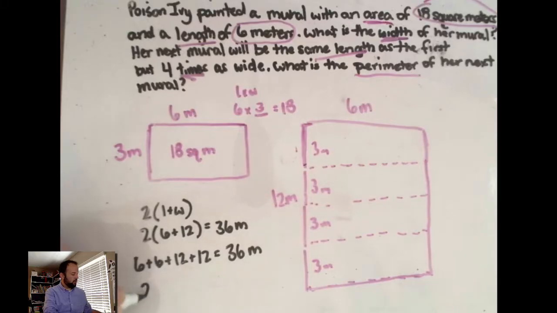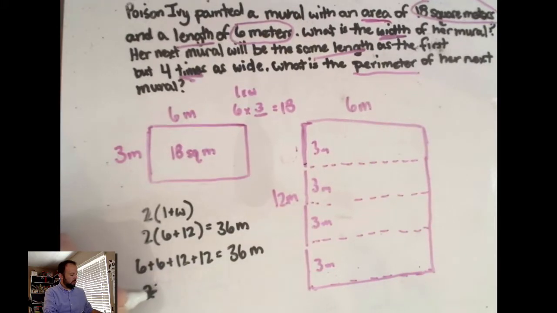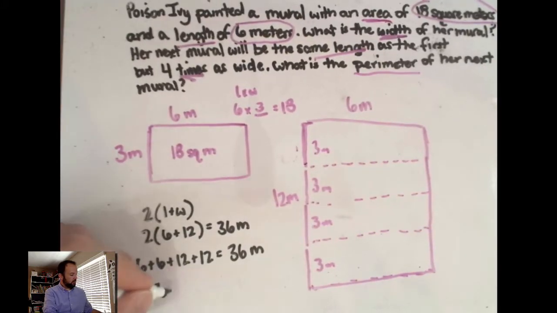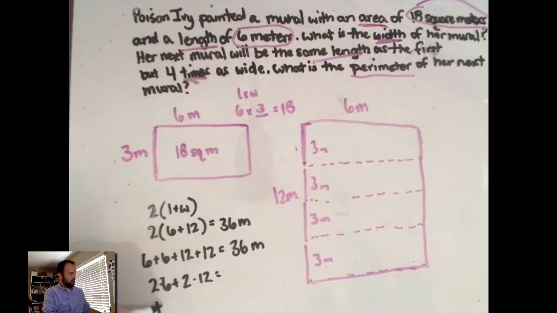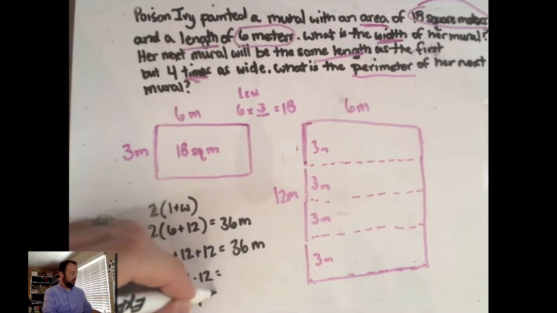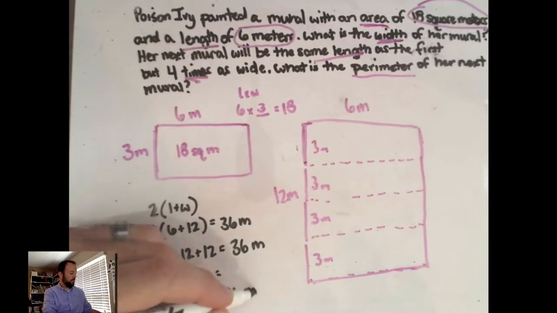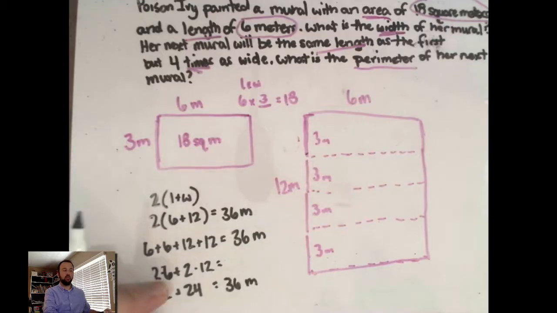Or I could have done 2 times our length, which is 6, plus 2 times our width, which is 12. 2 times 6 is 12. 2 times 12 is 24. 12 plus 24 would give me 36. So again, I could have used any of those formulas to help me get my perimeter. I would have gotten the same answer on all of them. Hopefully you guys did something similar and got the same answer.